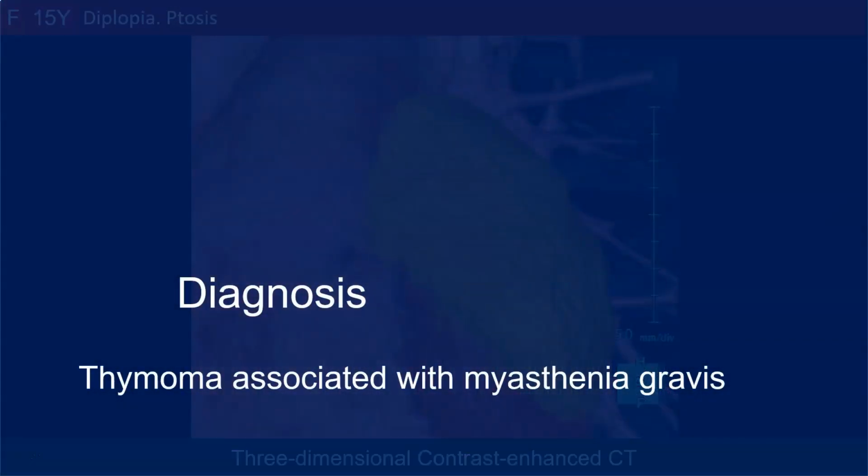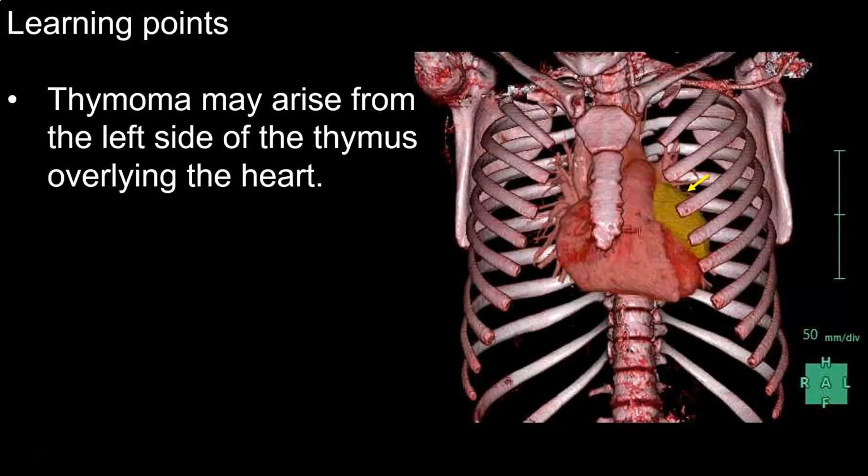So the diagnosis here is thymoma associated with myasthenia gravis, and the learning points are: thymoma may arise from the left side of the thymus overlying the left side of the heart, not necessarily from the midline of the anterior mediastinum.